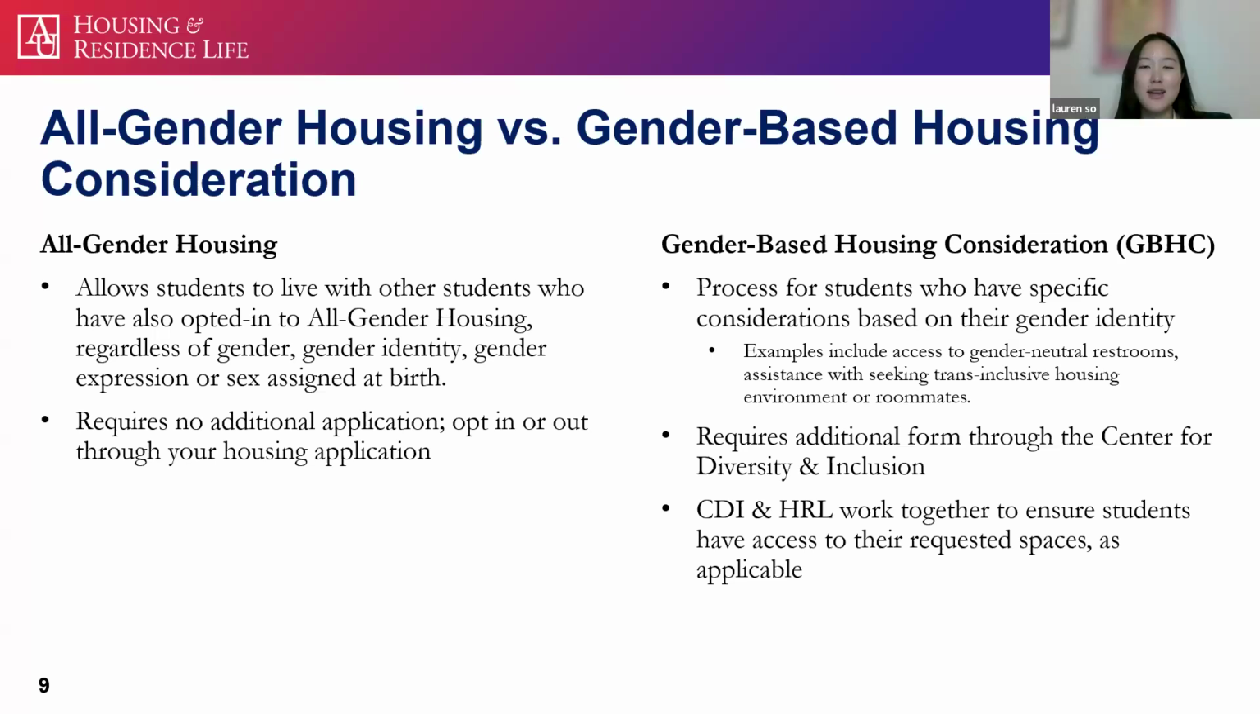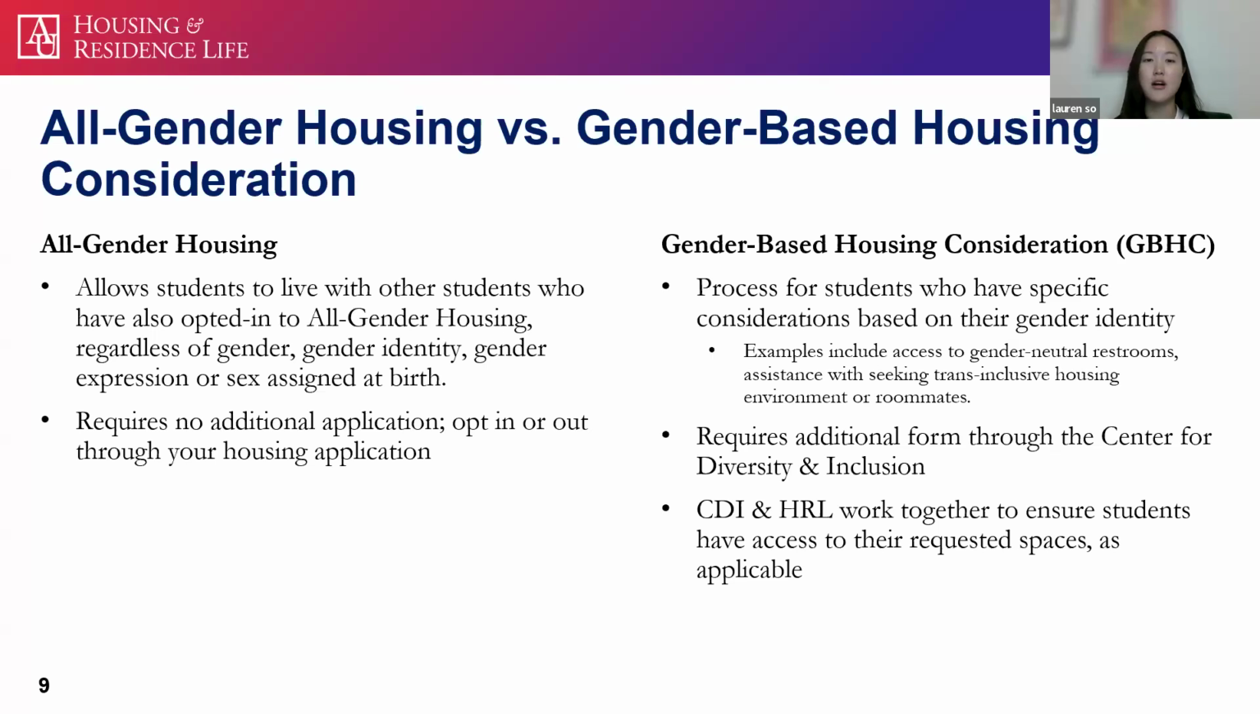All right, let's talk about housing options related to gender identity and expression, specifically all gender housing and gender-based housing considerations, or GBHC for short. So all gender housing is an option that allows students to live with others who have also opted into this type of housing, regardless of gender, gender identity, gender expression, or sex assigned at birth. This means, for example, that friends of different genders can choose to live together if they all opt into this option. There's no separate application for this. Just make sure to opt in on the housing application if this is something you're interested in.